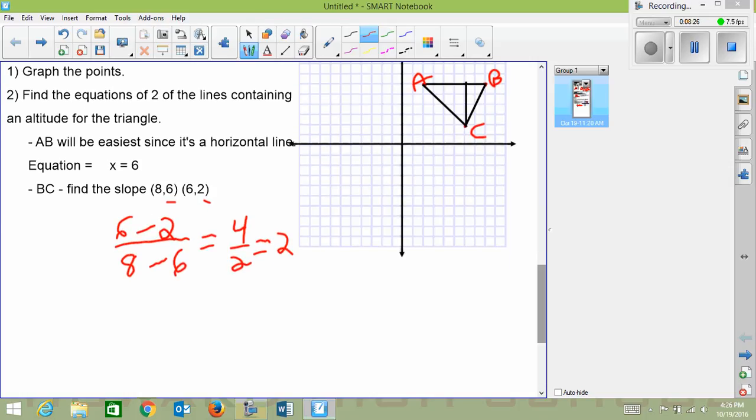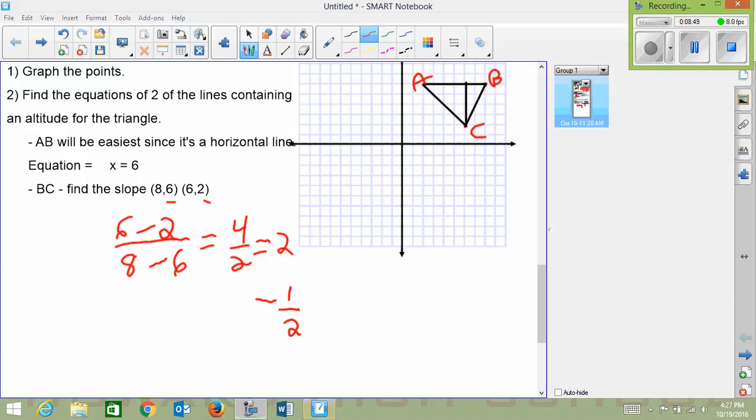So if my slope is 2 from B to C, the line that would be perpendicular to that would have a slope of the opposite reciprocal, so negative 1/2. And so I can use one of these points. Okay, so I have to use point A. Why do I have to use point A? Because I'm trying to figure out what line is perpendicular to BC right here that goes through A. I need it to be perpendicular when it comes across. So I have to use point A when I'm doing the point slope form.